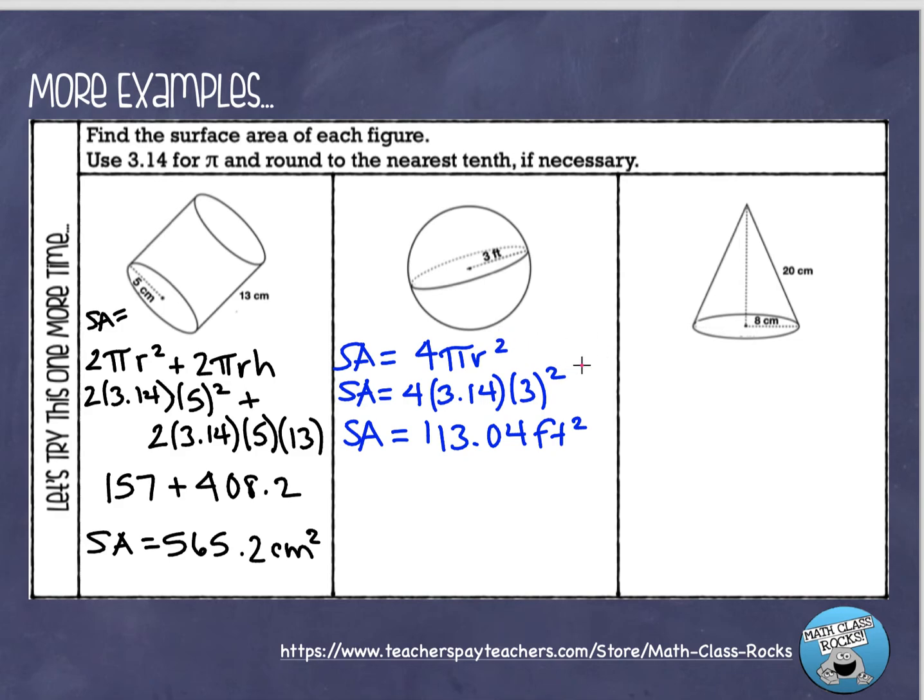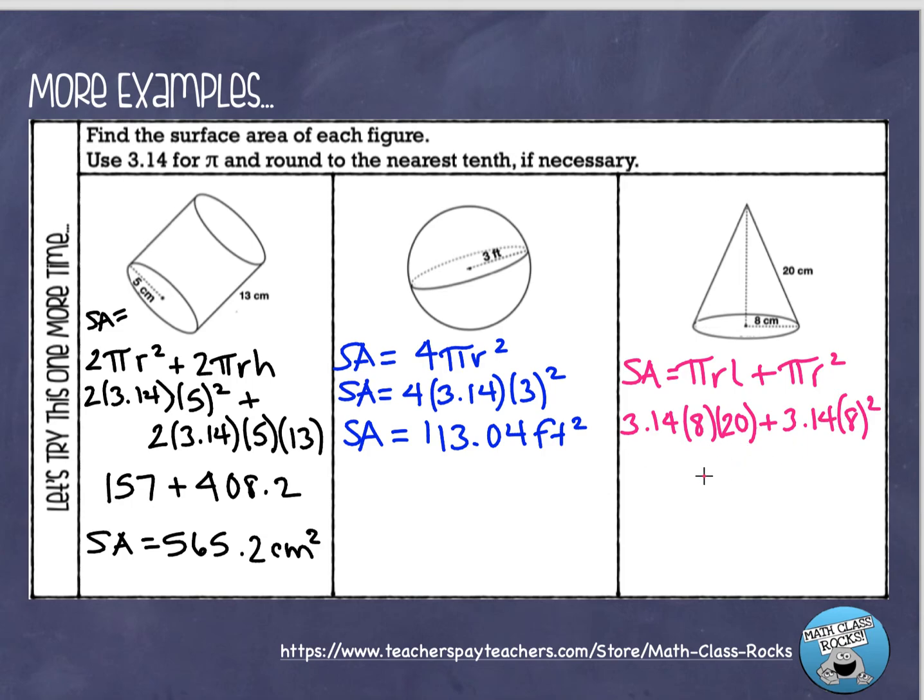Okay, here's our last problem, and then we're finished. This time we have a cone. Here's our formula. The formula is pi times the radius times the lateral height plus pi times the radius squared. All right, let's fill in our numbers. So pi is 3.14 times the radius, right? This is our radius down here, it's 8, times the lateral height, which is 20, plus pi is 3.14 times the radius, which is still 8, to the second power.